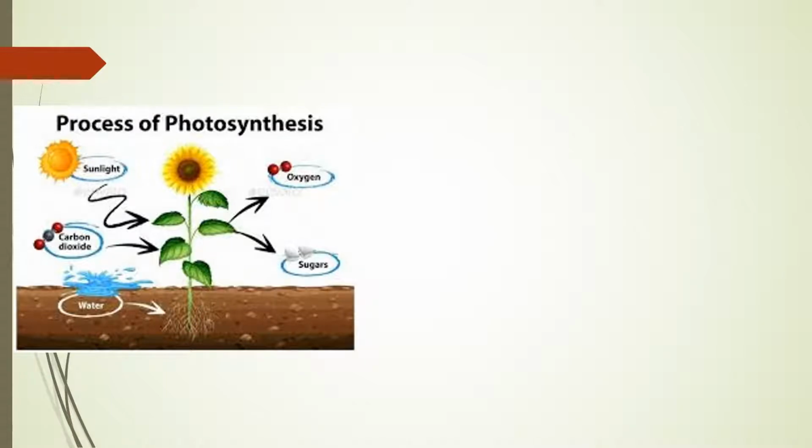Photosynthesis can be defined as a physiological process by which green plants and some bacteria synthesize organic food in the form of carbohydrates from carbon dioxide and water using sunlight with the help of chlorophyll, and also generates oxygen as a byproduct.